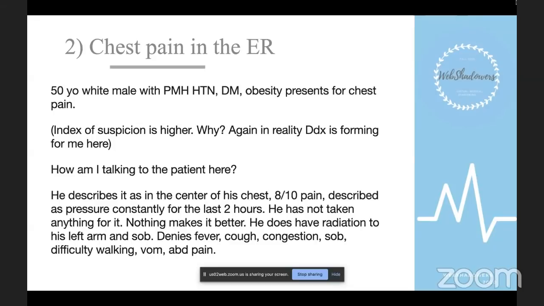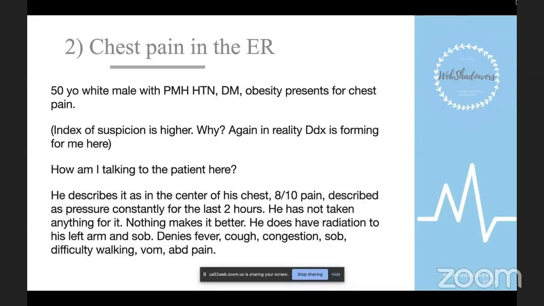Similar situation: a 50-year-old white male with past medical history of diabetes, hypertension, and obesity with chest pain. Index of suspicion is higher. Why? Yeah, people do abuse the system, but generally, if someone's having chest pain bad enough that they think they need to come into the ER for it, as opposed to waiting a few days to get into my clinic, I'm a little more suspicious at that point. Again, at this point, my differential diagnosis is forming for me here.